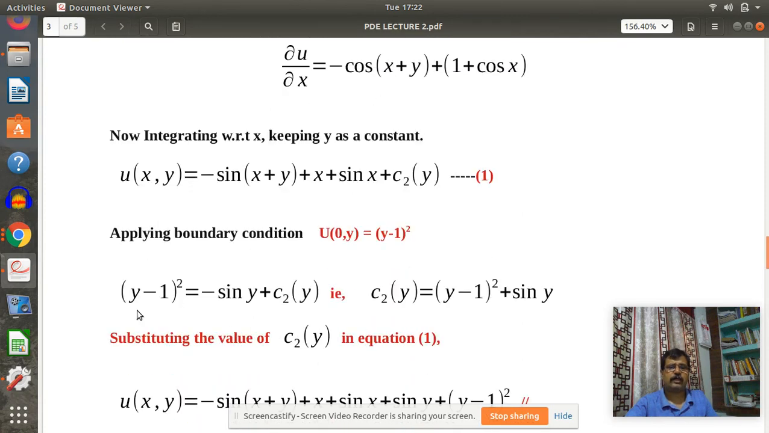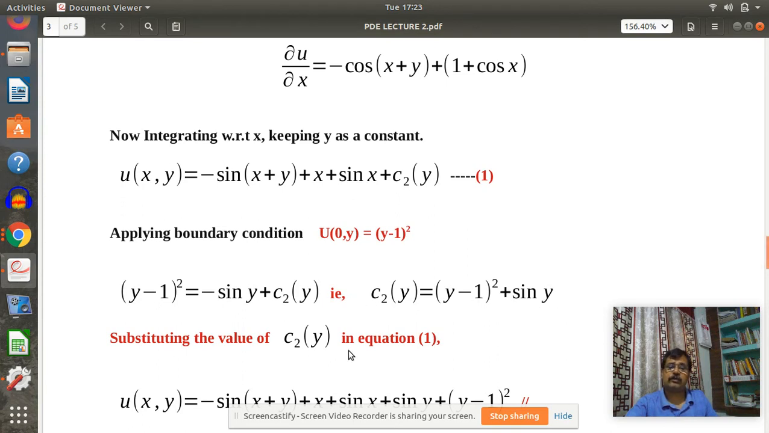So on the left side, we have (y minus 1) the whole square. On the right side, we have to put x equal to 0. So minus sine y, that is the first term. Second term, 0. Third term, sine x sine 0. Then c2 of y. So what is left on the right side is minus sine y plus c2 of y, which implies that c2 of y equal to (y minus 1) the whole square plus sine y. So that is c2 of y.